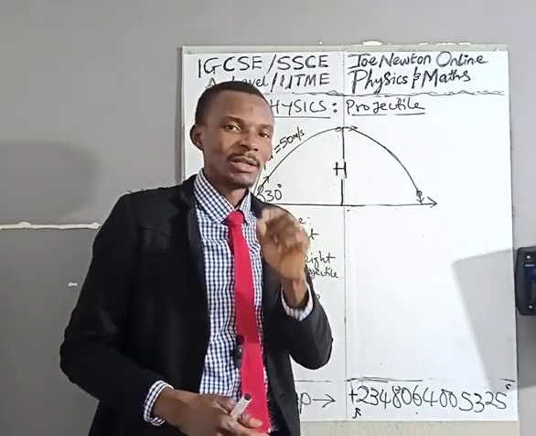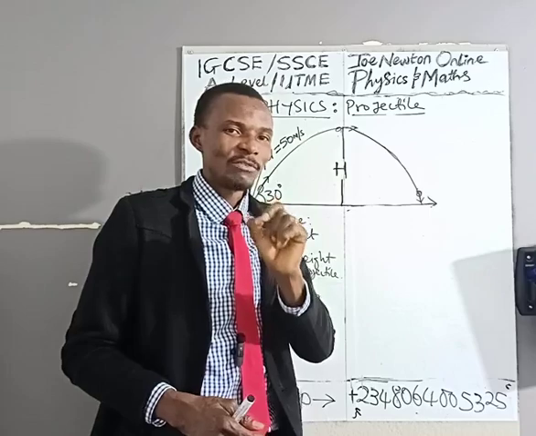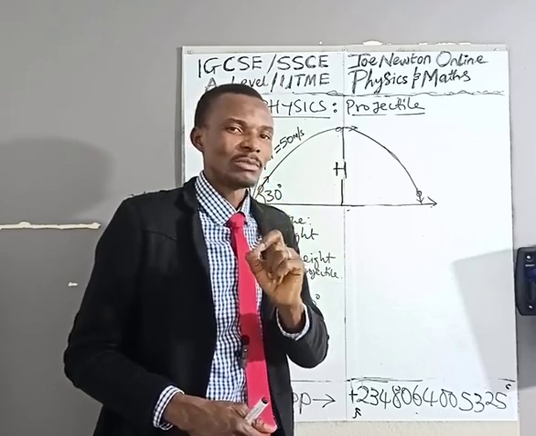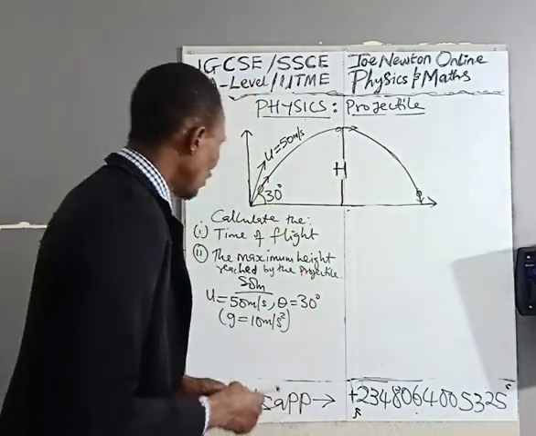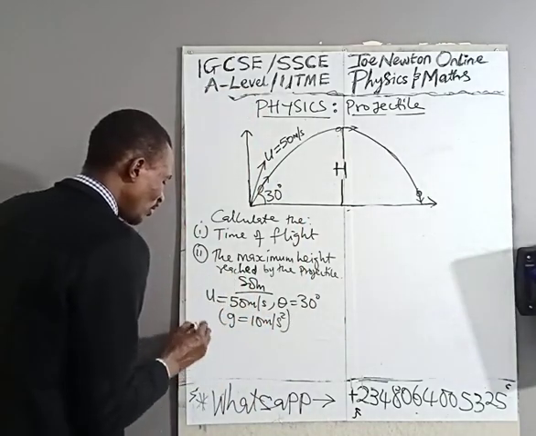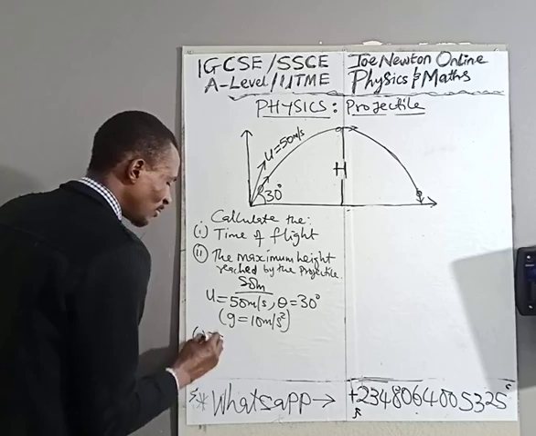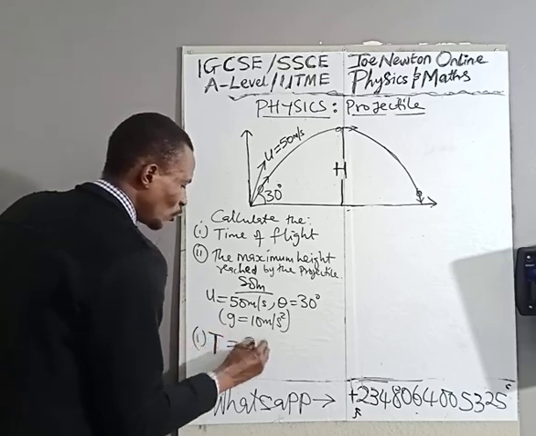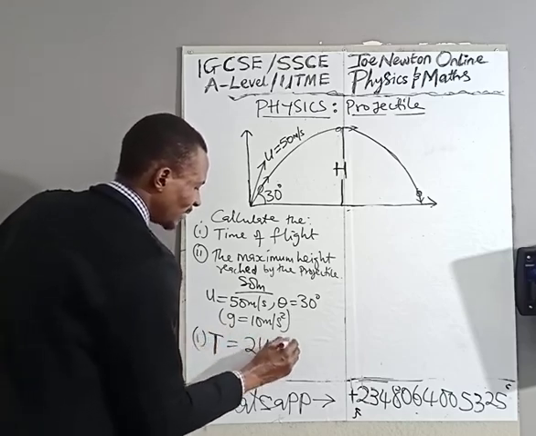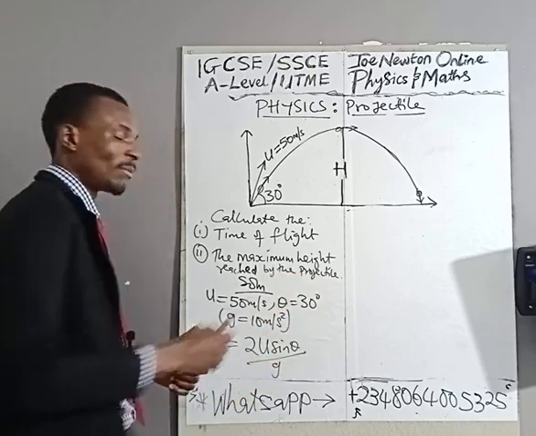Now, a challenge. I bet you we shall solve this without our calculator. Just stay tuned and see how we navigate it. Okay, the question says time of flight, that is capital T, is equal to 2u sine theta over g. That's the formula for time of flight.